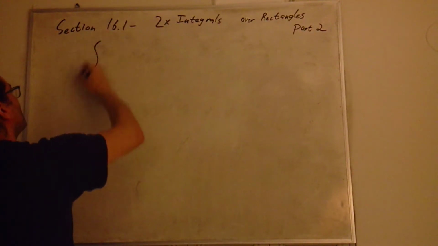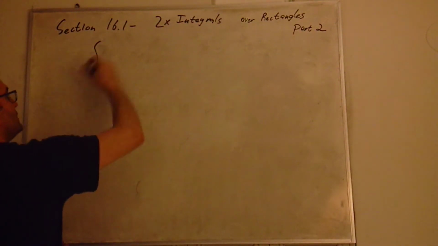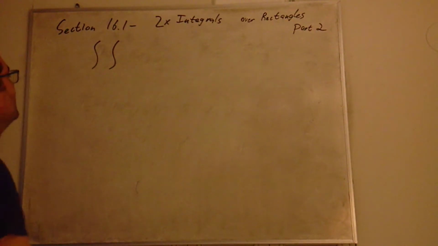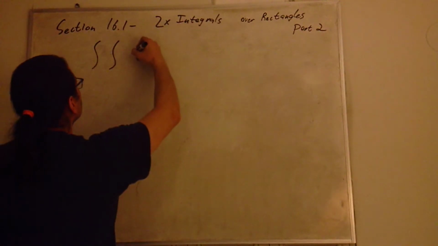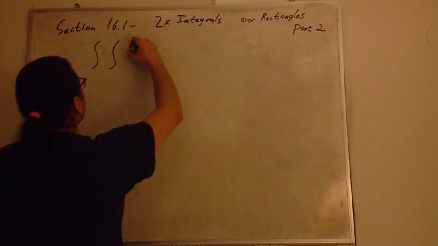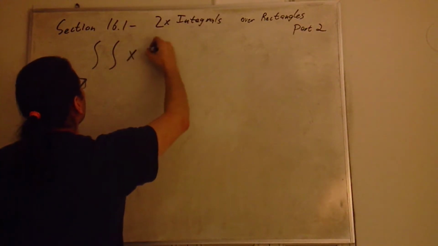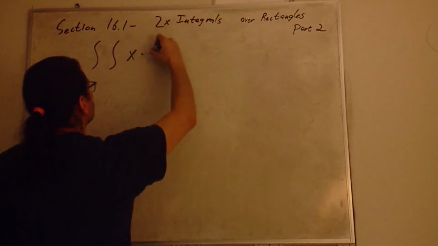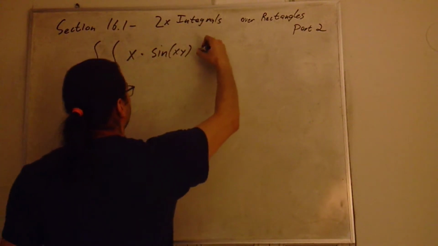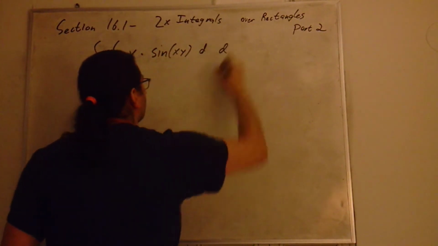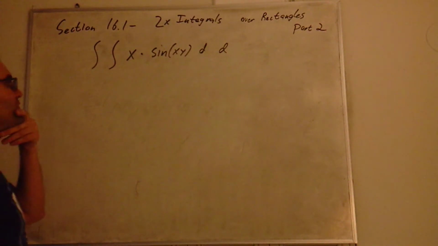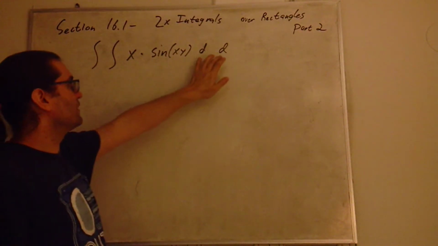Let's do the double integral of, let's do the integral of x times the sine of xy. I need bounds here. First I need to decide the order in which I'm integrating.